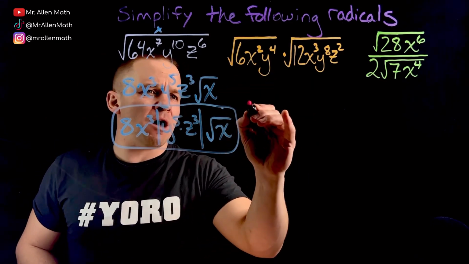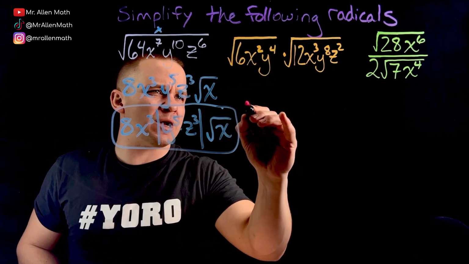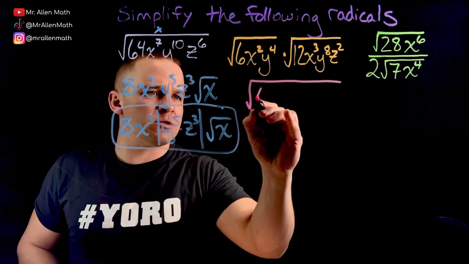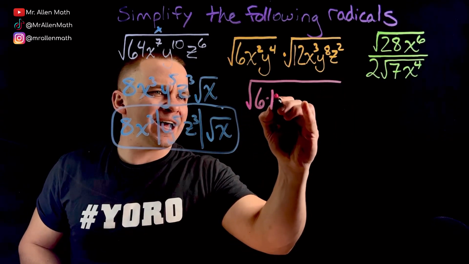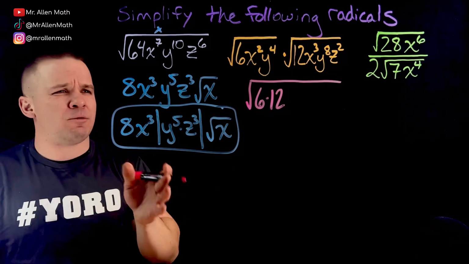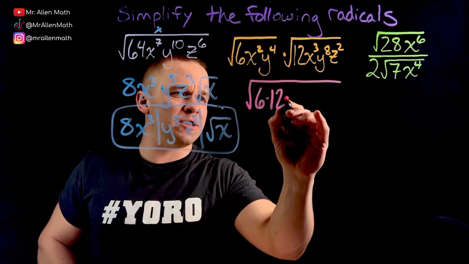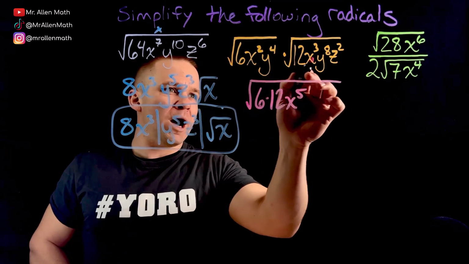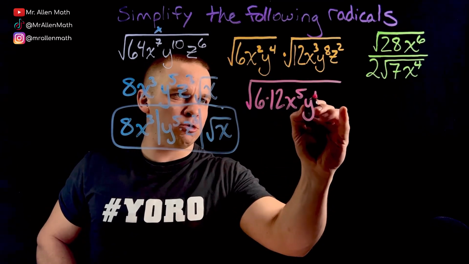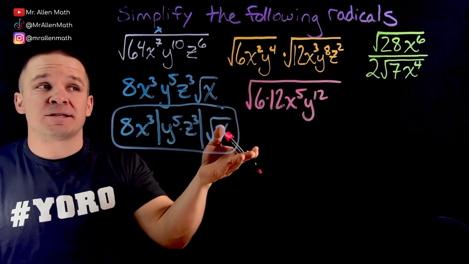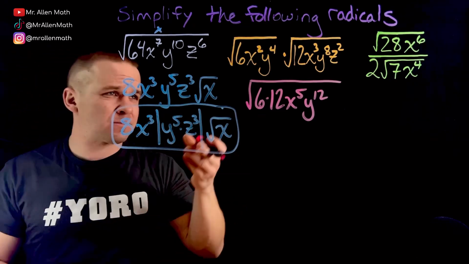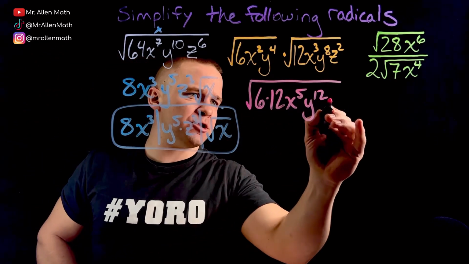For the 6 and the 12, if this is a non-calculator portion, here's what I'm going to do. I'm going to leave it as 6 times 12. I don't really care what that is, okay, because I'm going to break it apart anyways. You'll see what I mean in a sec. Then I have x to the 2nd and x to the 3rd. That's x to the 5th. Y to the 4th and y to the 8th. That's y to the 12th. When I multiply with like bases, I add the exponents. And then I have z squared just chilling on its own.